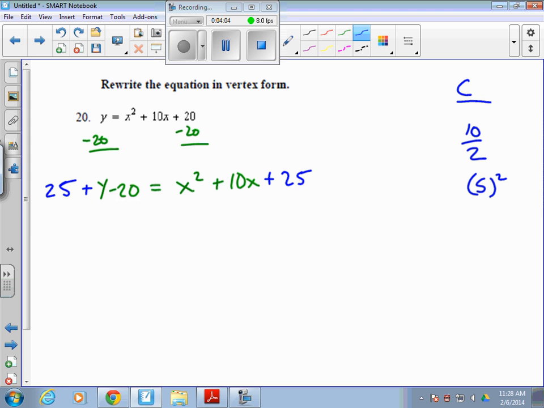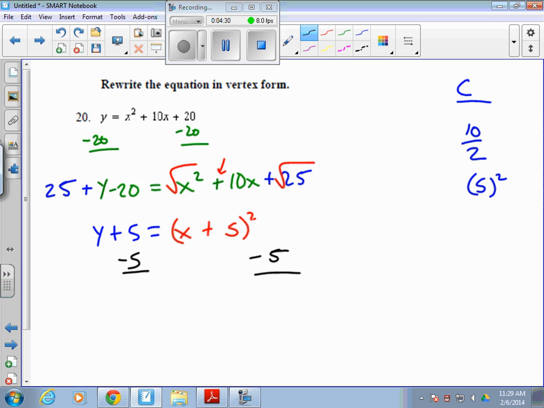25 and negative 20 together is y plus 5. Equals, this is a perfect trinomial now. The square root of this is x. The square root of this is 5. This tells us plus. So that binomial squared. The only other thing you got to do to make this vertex form is get y by itself. So subtract 5 from the back of it. Y equals x plus 5 squared minus 5. Vertex form.